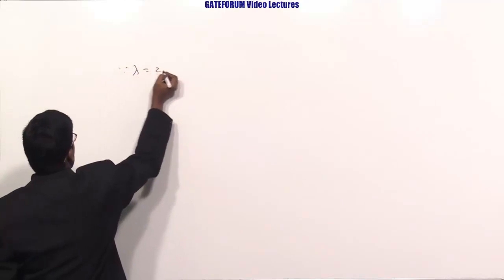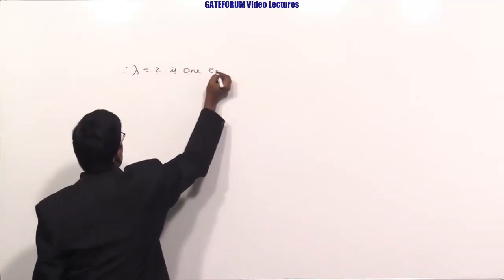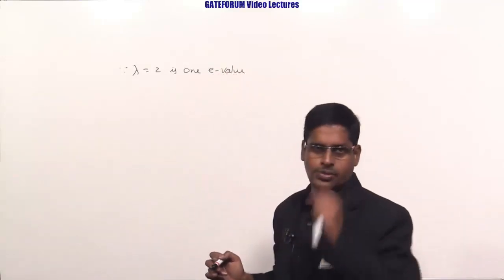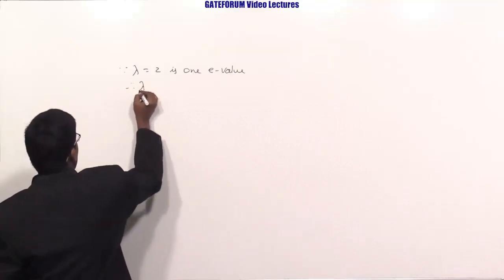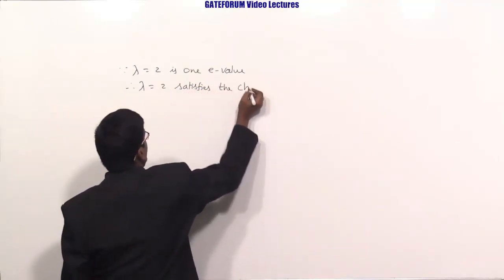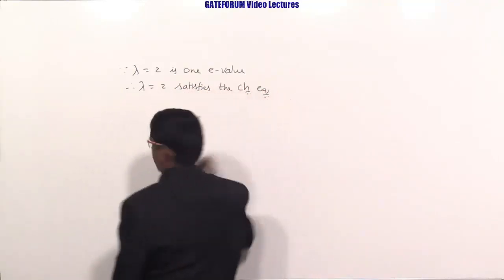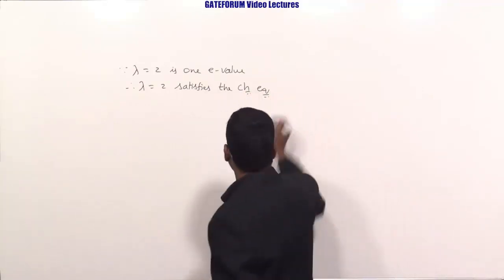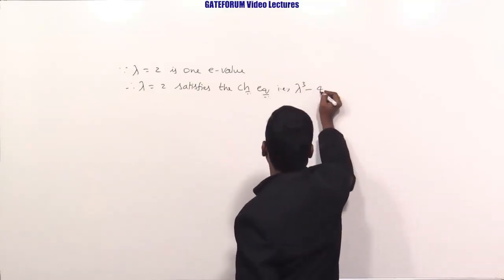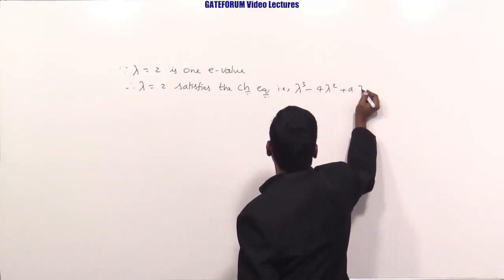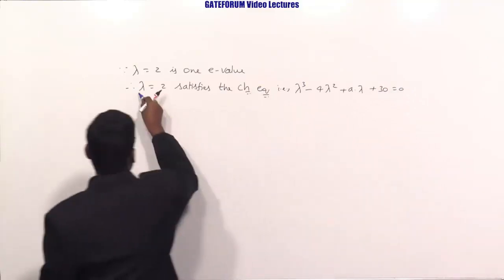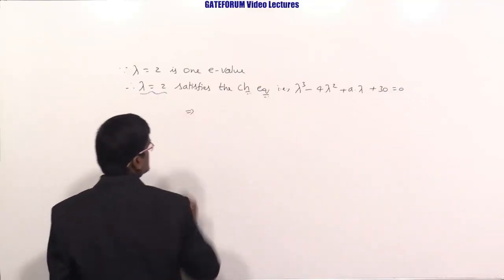The solution is, since lambda is equal to 2 is one eigenvalue, I am denoting by short form E value. E value means eigenvalue. So therefore lambda is equal to 2 satisfies the characteristic equation. Characteristic polynomial equated to 0 is called characteristic equation. That is lambda cube minus 4 lambda square plus A into lambda plus 30 is equal to 0.